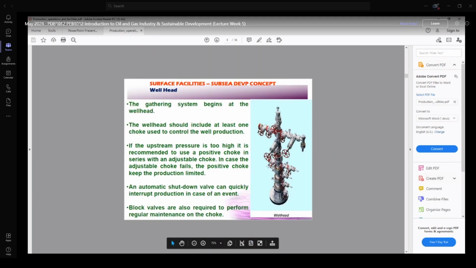Okay, we can also block the production by using a block valve, which is required to perform regular maintenance on the choke. If we need maintenance on the choke, we can use this valve and maintain the choke, and then go back to production after maintenance.